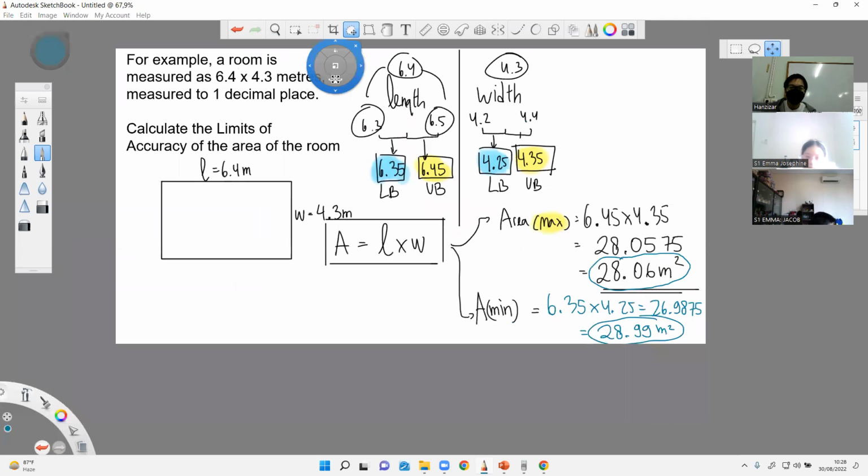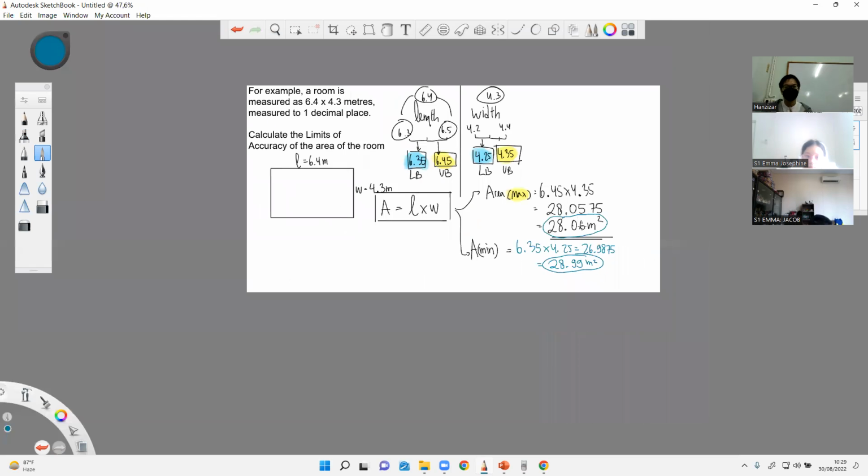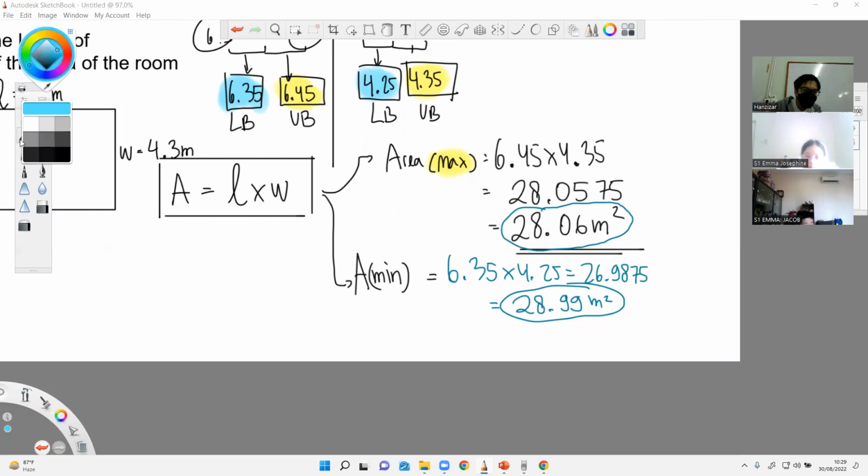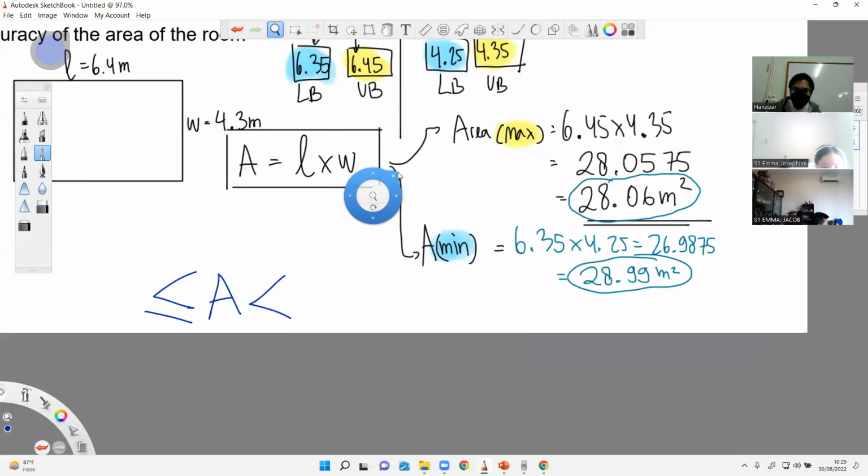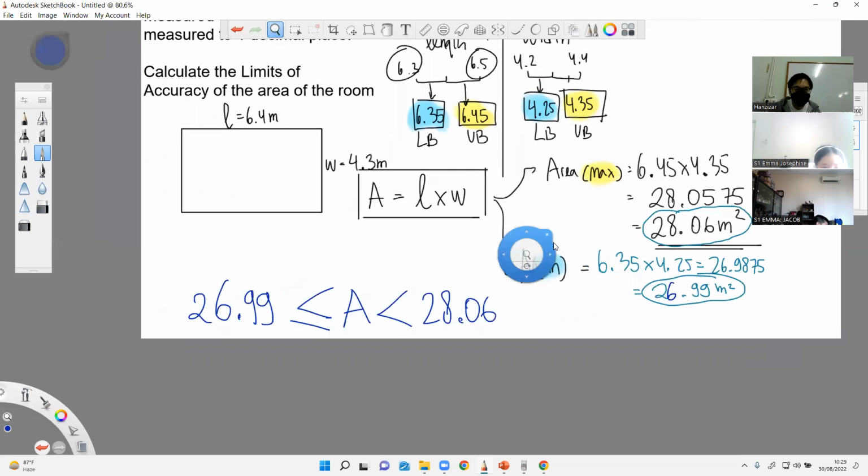And then, one more. So calculate the limits of accuracy of the area. We get the maximum and minimum area right now. And what do we have to do next? There you go, a minimum area. And you need to put it in the limits of accuracy. Wait a moment. So the area is located in between 26.99 until 28.06. Okay, that is how we do the calculation, the limits of accuracy.